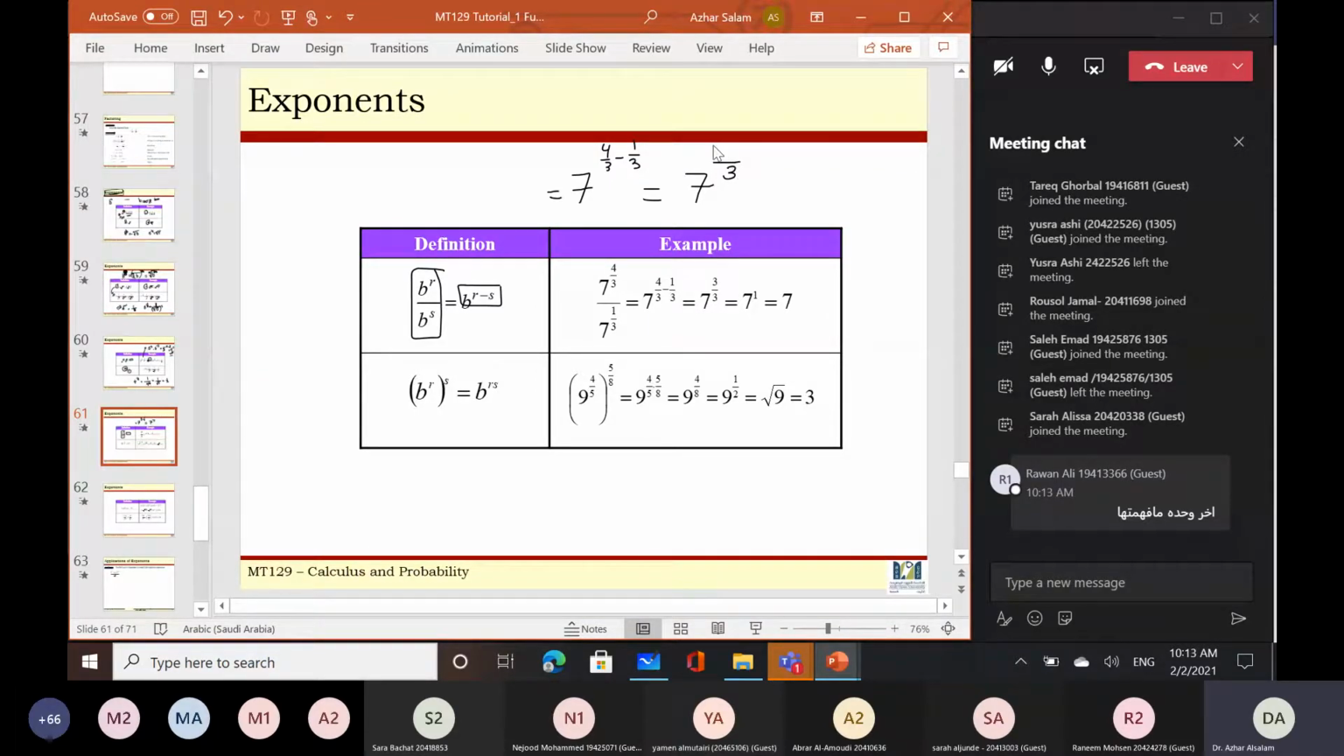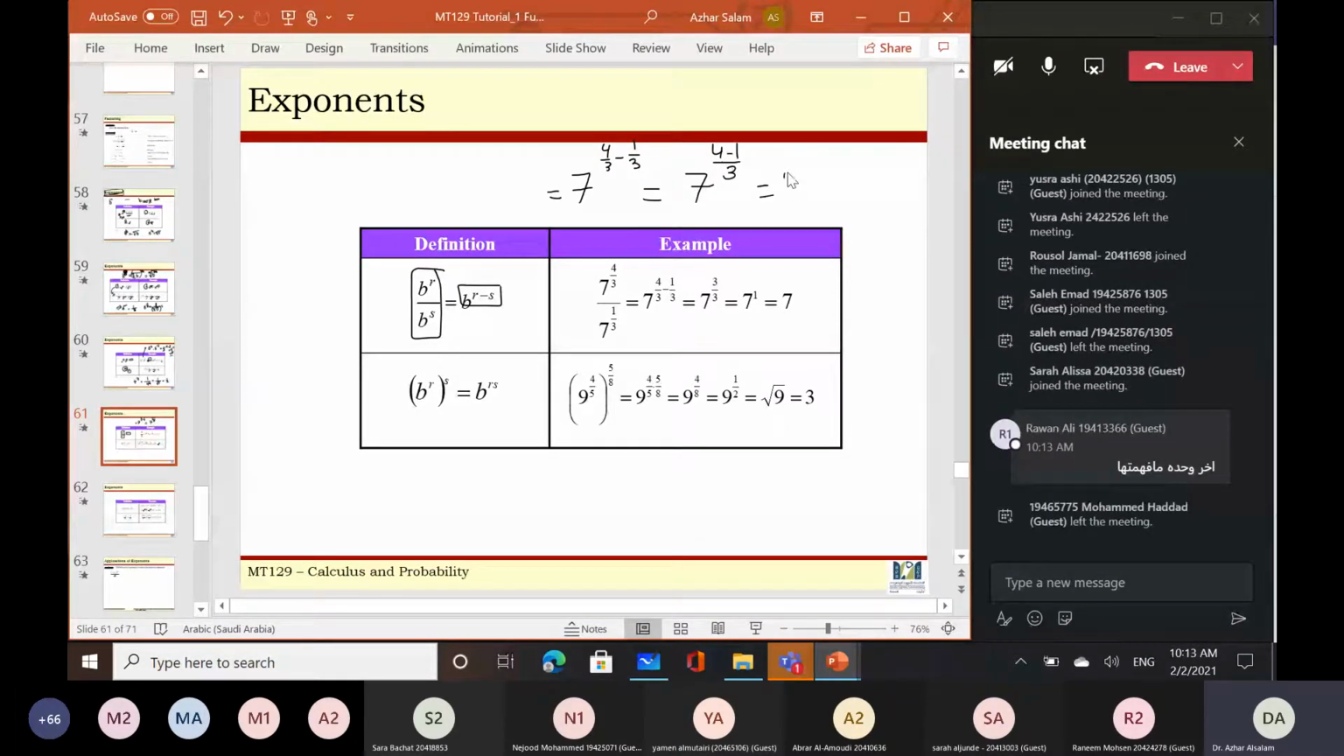It will be 4 minus 1 over 3, which is 7 to the power 3/3, which is 7 to the power 1, which is 7.